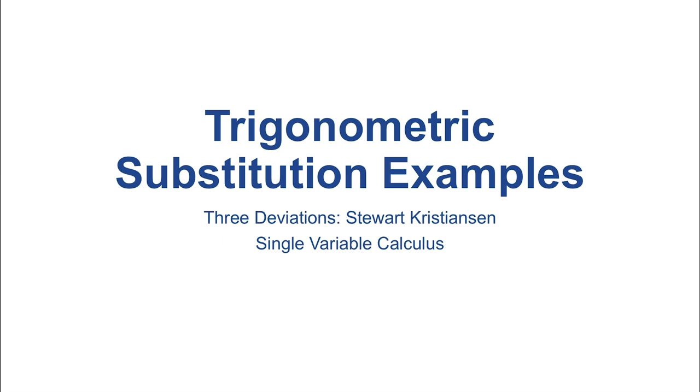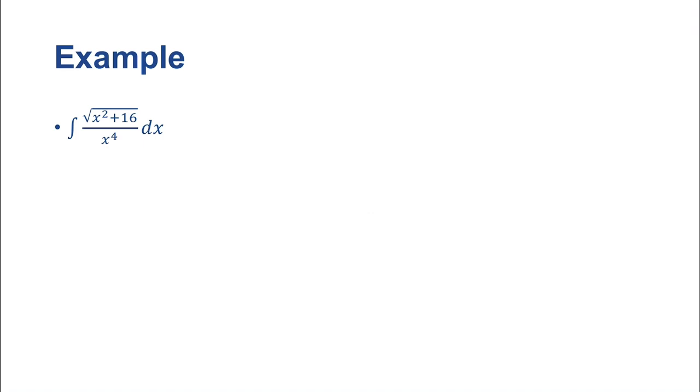So let's get started. For our first example, I would like us to integrate the square root of x squared plus 16 all over x to the fourth with respect to x. Now what we see is an x squared plus 16. So let's make our triangle here. Hopefully we're going to be left with enough room.